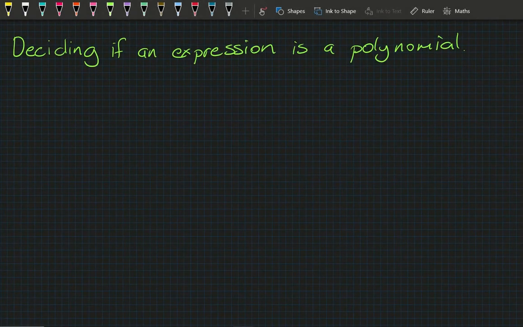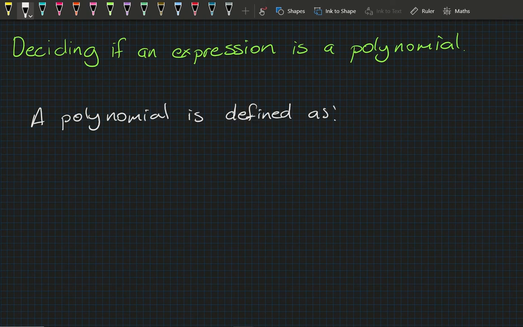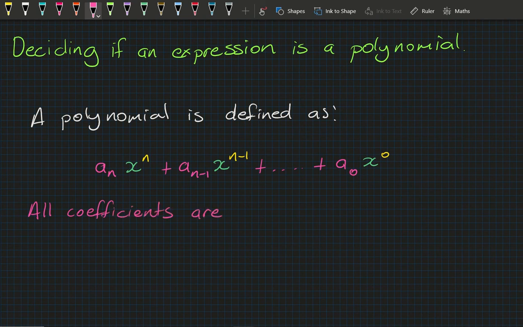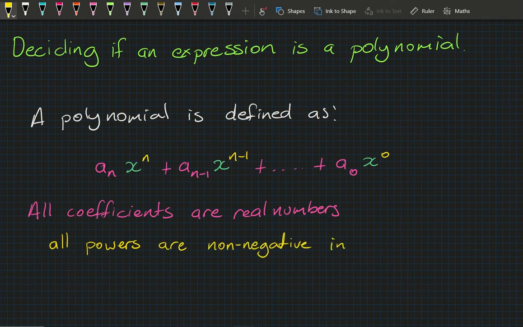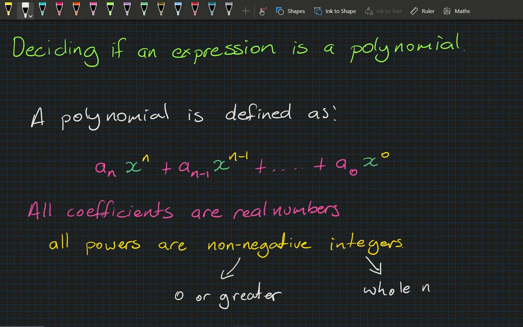When deciding if an expression is a polynomial, we need to understand that a polynomial is defined as some number a_n times x to the n plus another number we'll call a_(n-1) times x to the n minus 1, and then you keep on going, adding different coefficients of x to the each power all the way down to 0. And the key to this is that all these coefficients, all these a's, are real numbers, and all the powers are non-negative integers. So non-negative means 0 or greater, and integers, of course, just mean whole numbers.